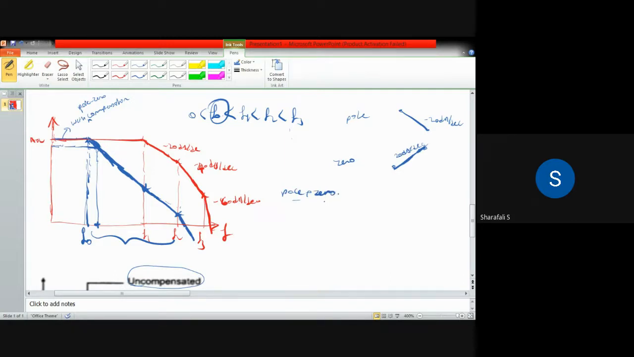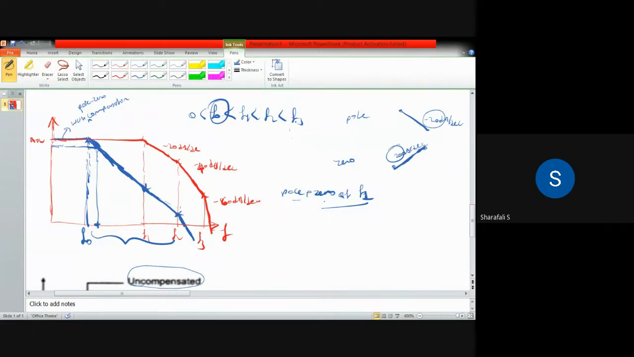So if you are having a pole as well as a zero at f1, for example, what will happen? These two cancel each other: minus 20 dB per decade and 20 dB per decade. Because we have a pole at that frequency f1 and also a zero at that frequency, the pole will try to decrease the gain by minus 20 dB per decade, and the zero will try to increase the gain by 20 dB per decade. So those two will cancel each other, and the result is no change in gain.